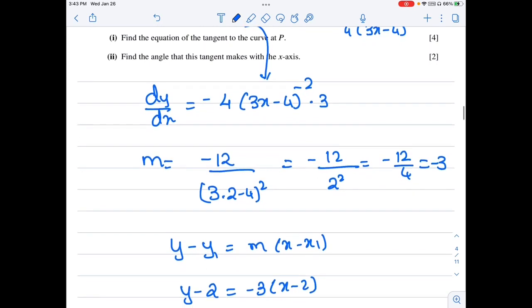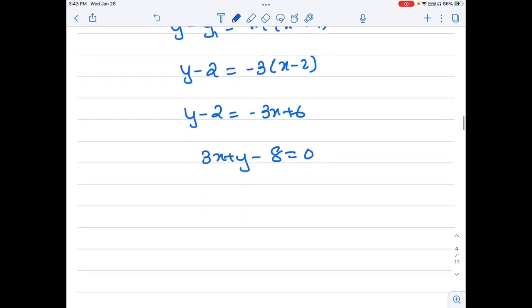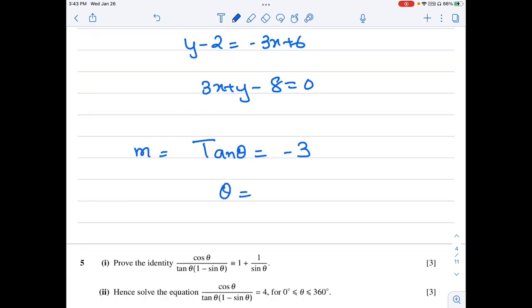Find the angle that this tangent makes with the x-axis. The slope of the tangent is tan θ, which is -3. So θ is equal to tan⁻¹(-3). Use the calculator, you should be getting 108.4 degrees.